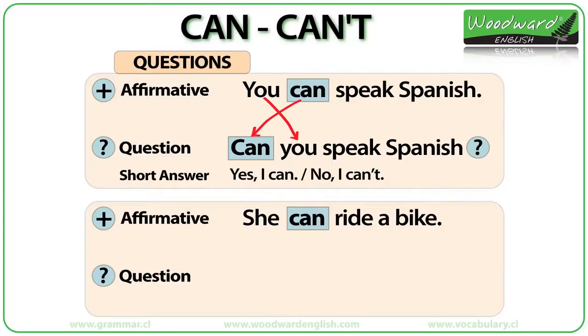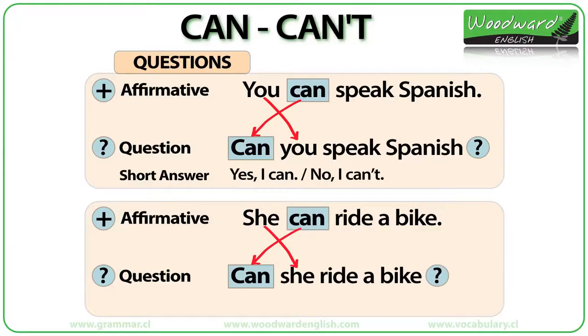Another example. She can ride a bike. How can we change this to make it a question? Yes, we change the order of the subject, she, and can. Can she ride a bike? And the short answer would be yes, she can, or no, she can't.